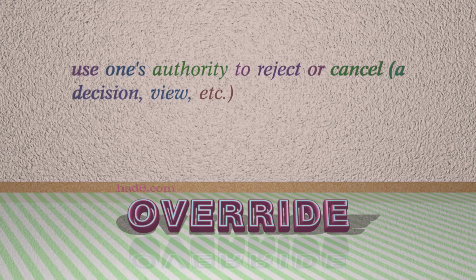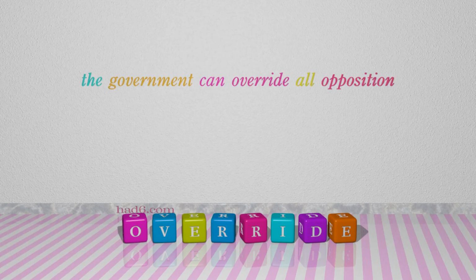Number 17. Override, which means use one's authority to reject or cancel a decision, view, etc. Override. For example, the government can override all opposition.